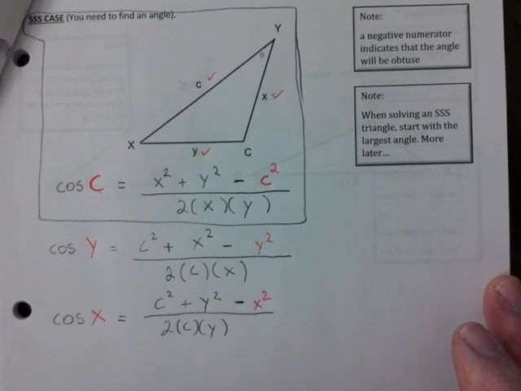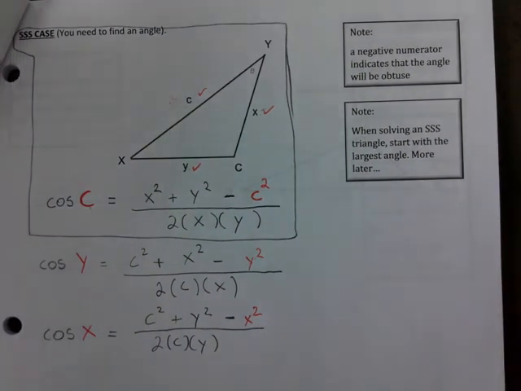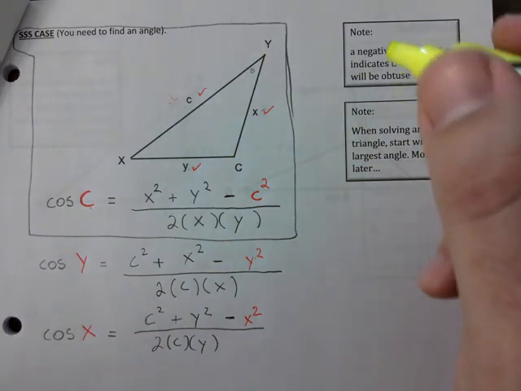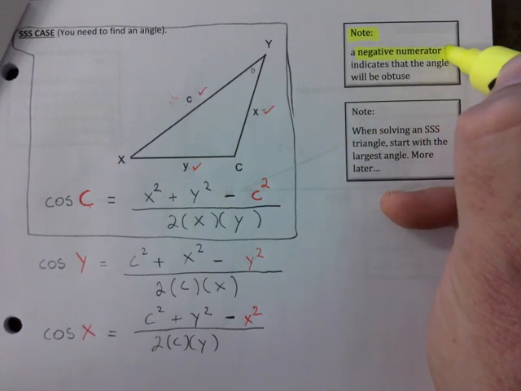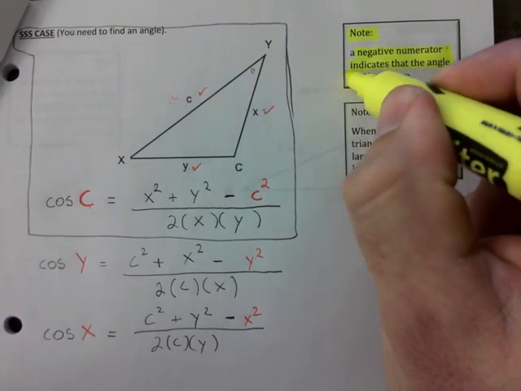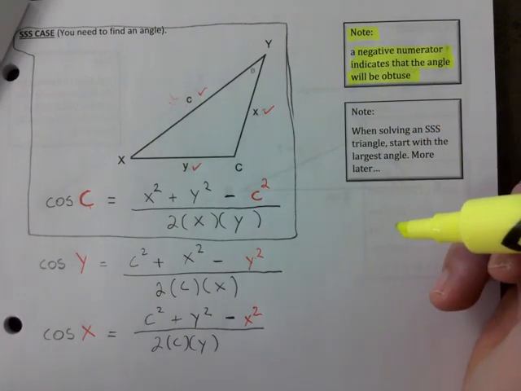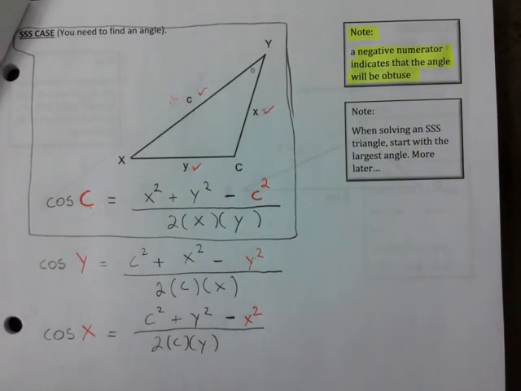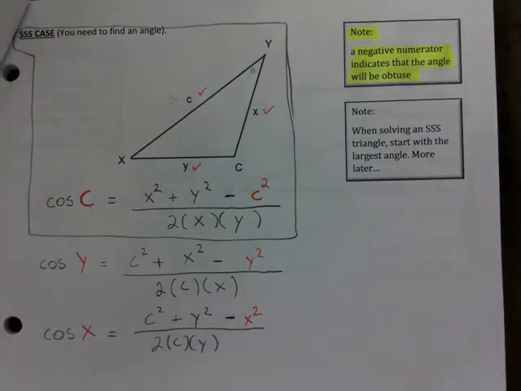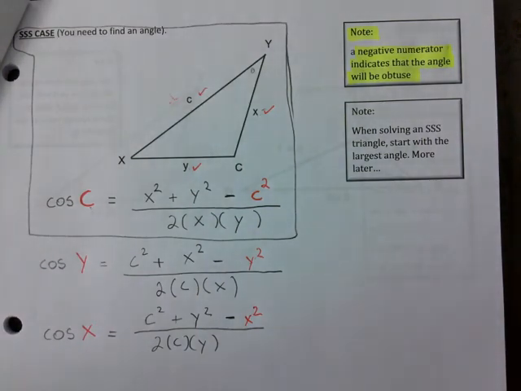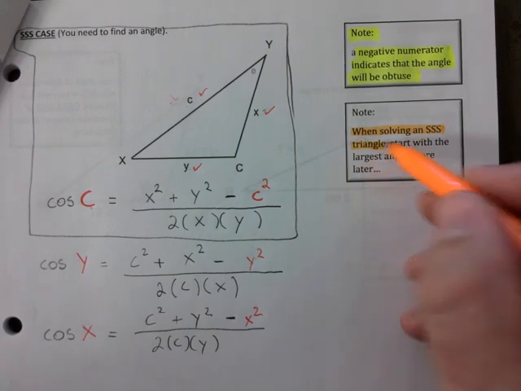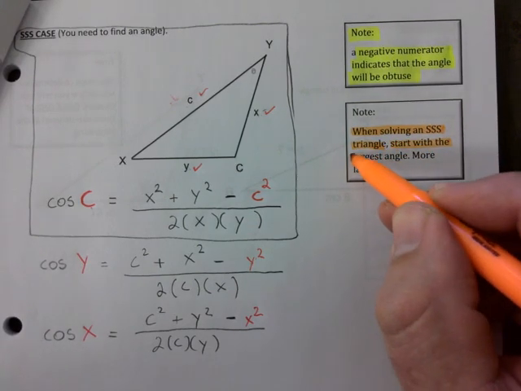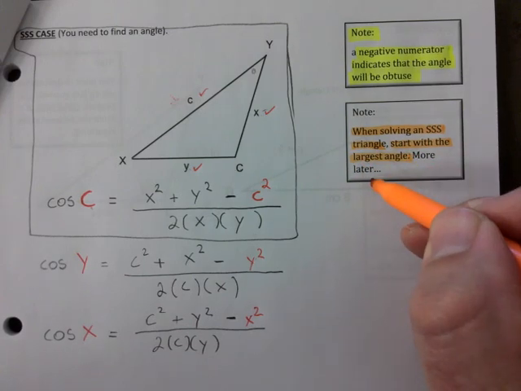What does it say here? This is important. I'm going to highlight this. Make sure you do too. Note, a negative numerator indicates that the angle will be obtuse. Okay. And another, I'm going to use a different highlighter for this one. When solving in a side-side-side triangle, start with the largest angle. More on this later.